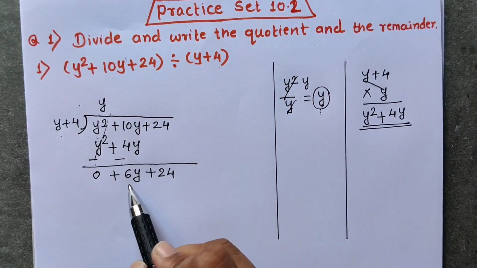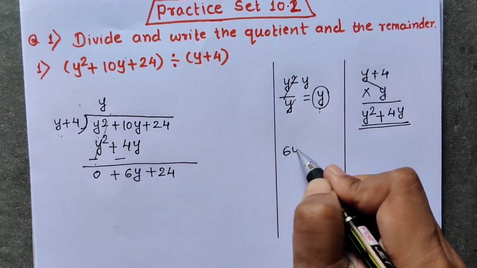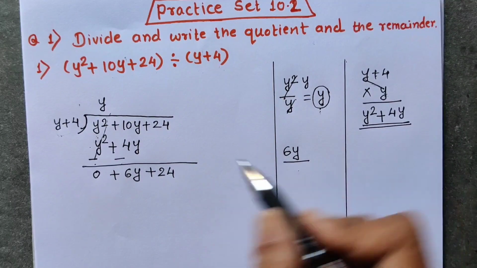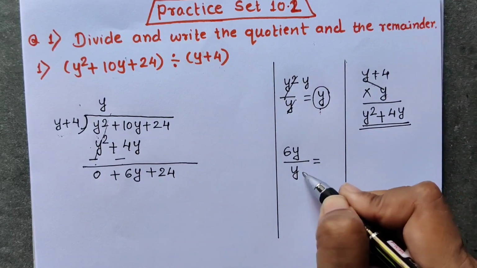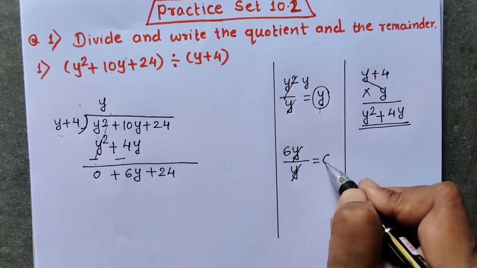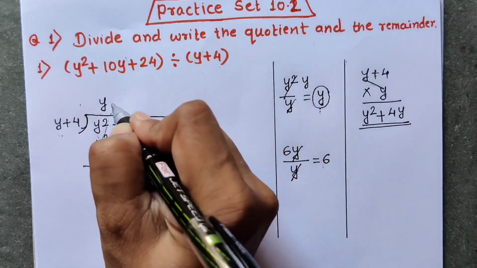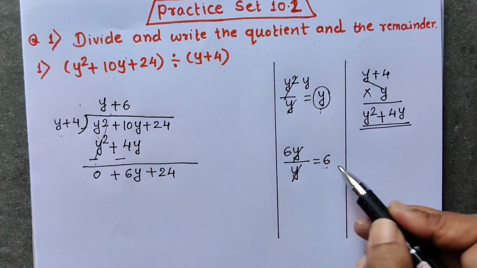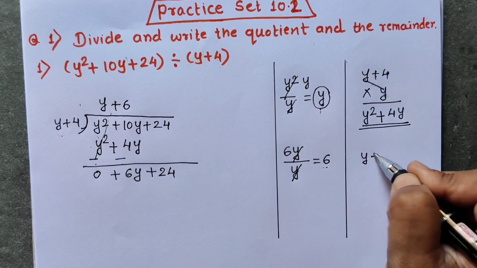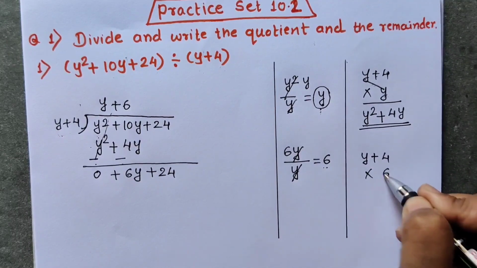In the second step we have got the first term as 6y. So this 6y divided by the first term of the divisor, y. What are we going to get? y cancels, we will get 6. So this plus 6 we write in the quotient, and we have to multiply this 6 by the divisor, y plus 4 multiplied by 6.